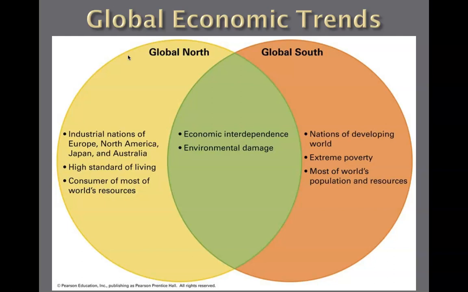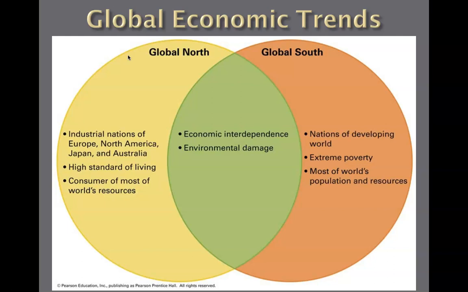So here is a pie chart to show you the differences. In the global north, you have industrialized nations of Europe, North America, Japan, and Australia. High standards of living, consumers of most of the world's resources. Over on the global south, the orange side, you have nations of the developing world. You have extreme poverty and you have most of the world's population and resources. In the middle, you have economic interdependence and environmental damage.